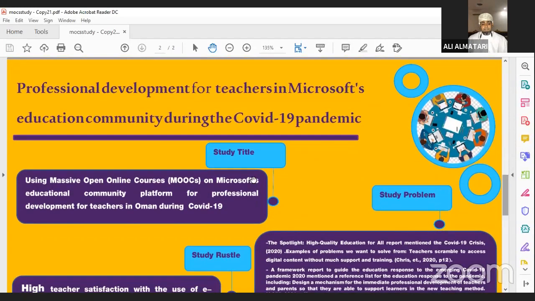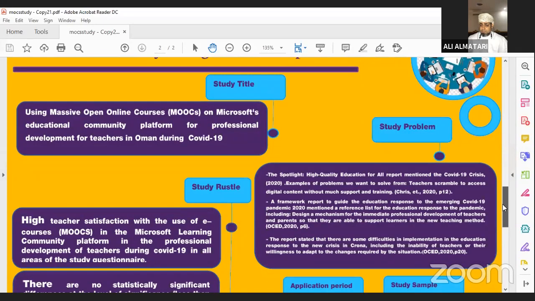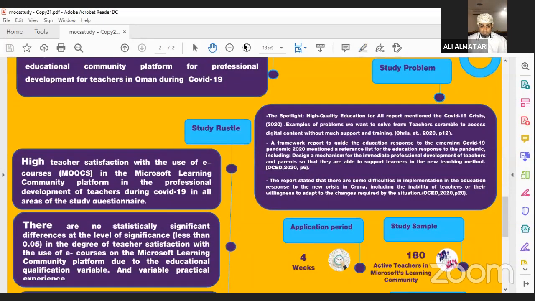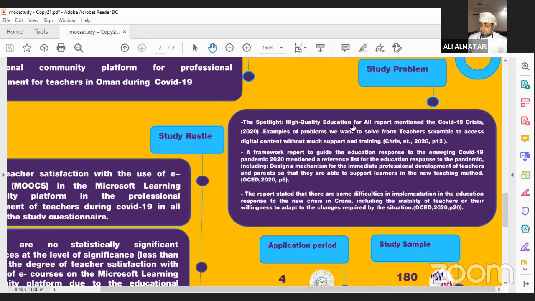So our study title: using massive open courses in the Microsoft Education Community platform for professional development of teachers in Oman during COVID-19. Our study problem, I hope it's clear now. The Spotlight high quality education for all report mentioned the COVID-19 crisis with 2020 examples of problems we want to solve.